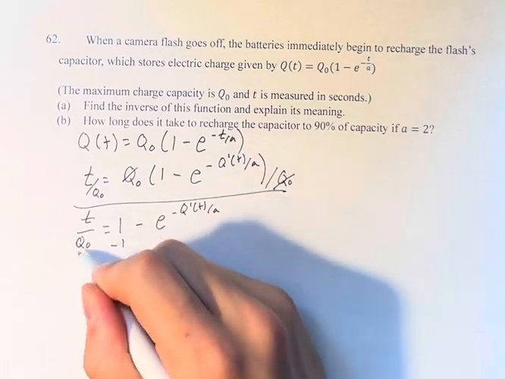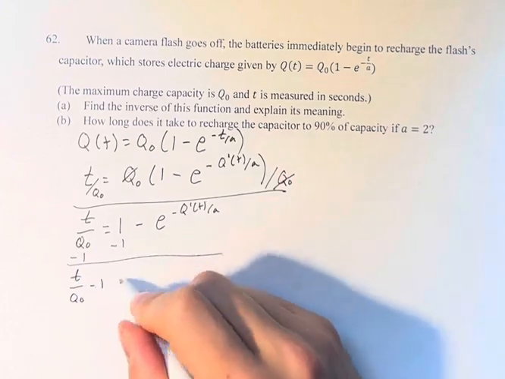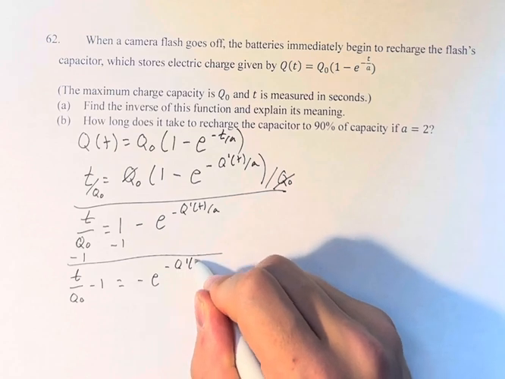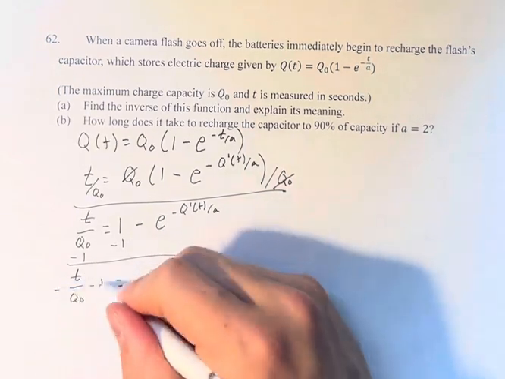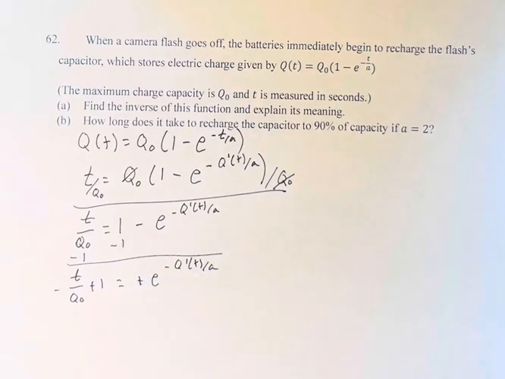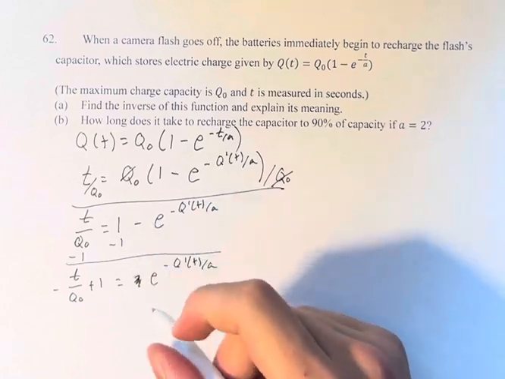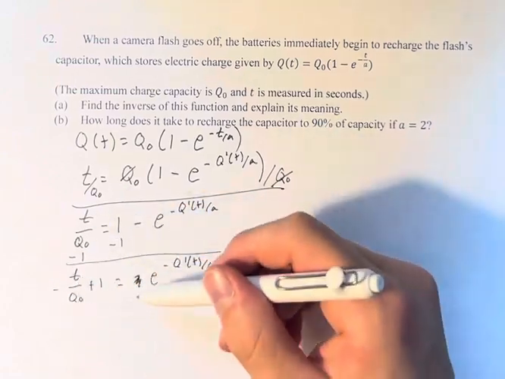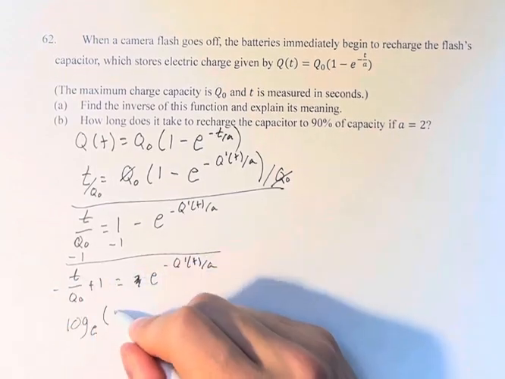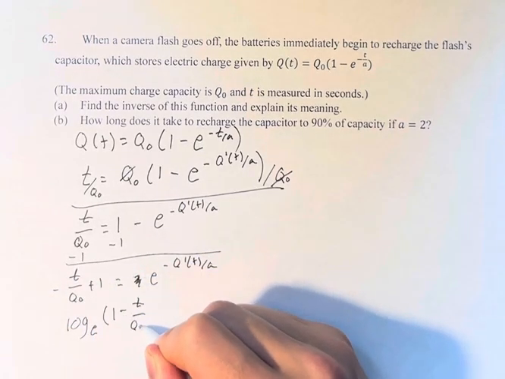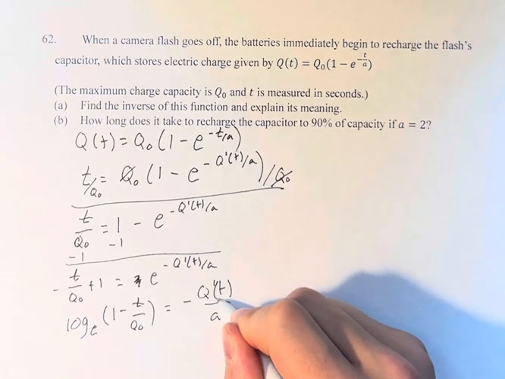We're going to subtract 1 from both sides. t over q naught minus 1 equals negative e to the negative q inverse of t over a. Multiplying everything by negative 1 on both sides, this just disappears because it's just a positive sign. Now we can turn this into a logarithm because we have an exponential here. So this is log base e of this side, 1 minus t over q naught, equals negative q inverse of t over a.